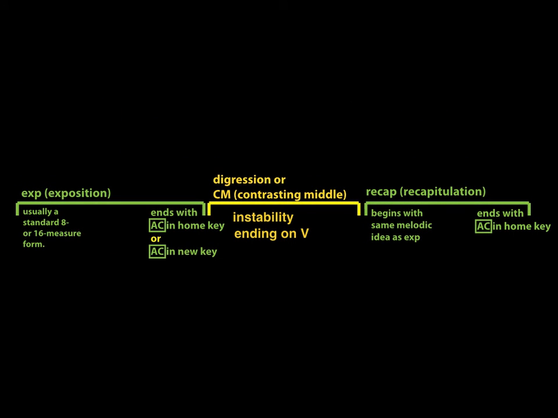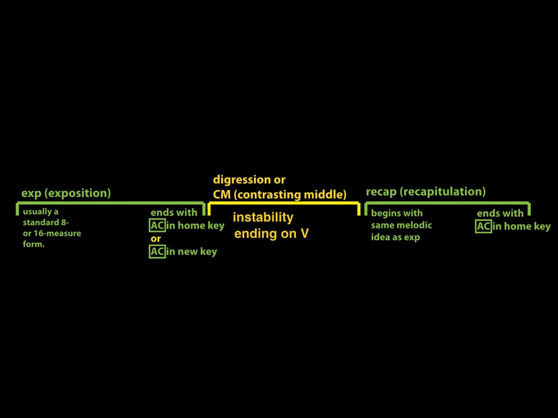So here's an overview of the entire form. Let me play the whole thing just to remind you of how the different sections go. Exposition. Contrasting middle. Recapitulation. And that is the basic layout of a small ternary form.